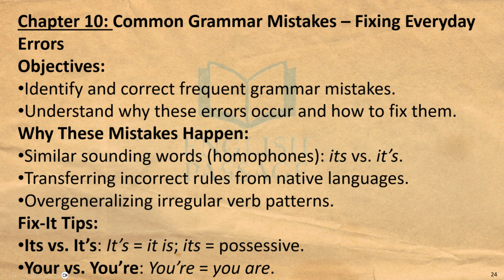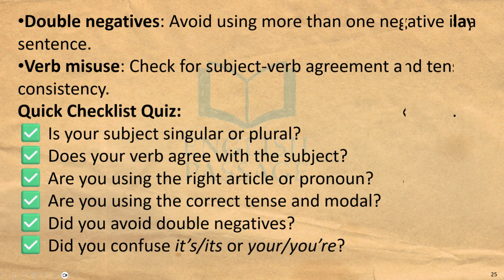Fix-it tips. It's versus its. It's is equal to it is. Its is equal to possessive. You're versus your. You're is equal to you are. Double negatives. Avoid using more than one negative in a sentence. Verb misuse. Check for subject-verb agreement and tense consistency.